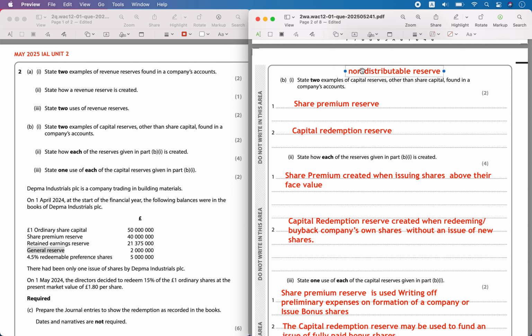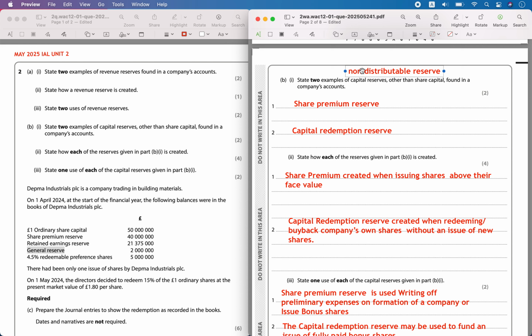What are capital profits? If I have a revaluation of an asset, then I will be able to create a revaluation reserve. Then capital redemption reserves are created. But I can't use them to pay any dividends, and I can't use these reserves to issue new shares. So these are non-distributable reserves which are created out of capital profits, such as asset revaluation.